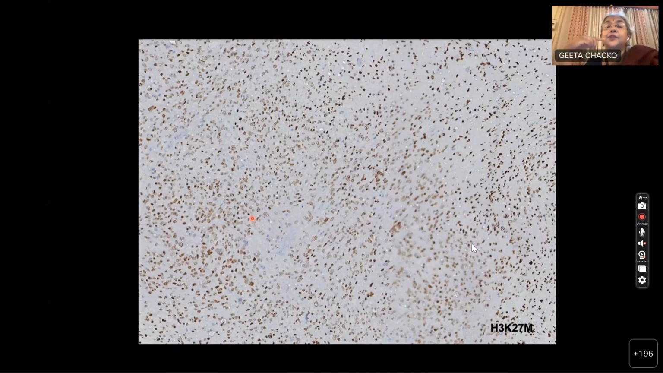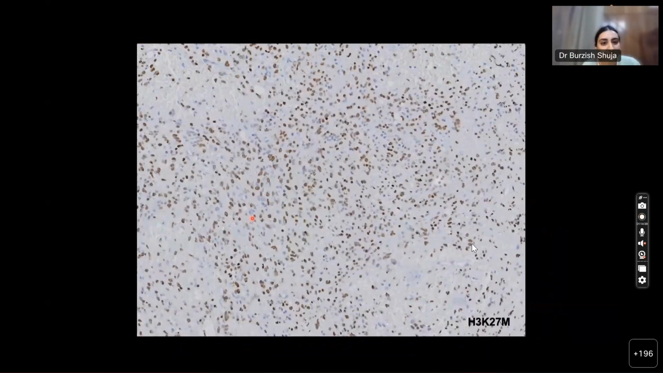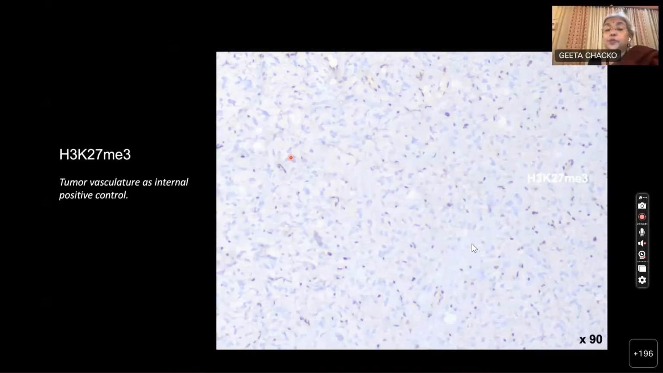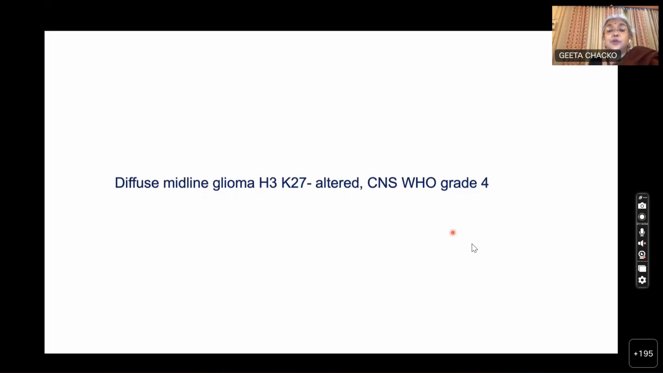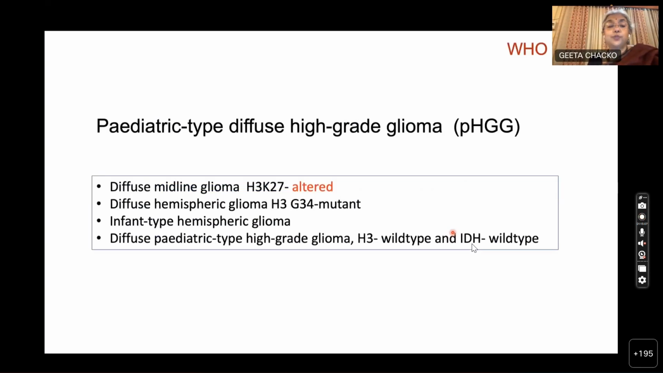Yeah, there's someone who's mentioned here in the chat box. H3 altered. Now, for altered tumors, basically, they show a loss of expression of a trimethylation protein. H3 trimethylation protein, loss of expression must also be seen. And here you can see the internal control is positive. So in the new classification, it's called a diffuse midline glioma, H3K27 altered. And I'll tell you why that is said now rather than mutant. And it's a grade 4 tumor.